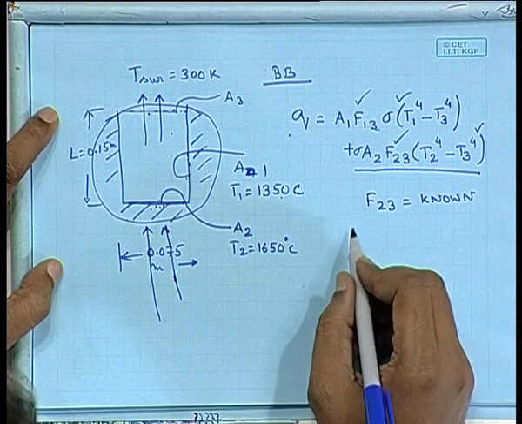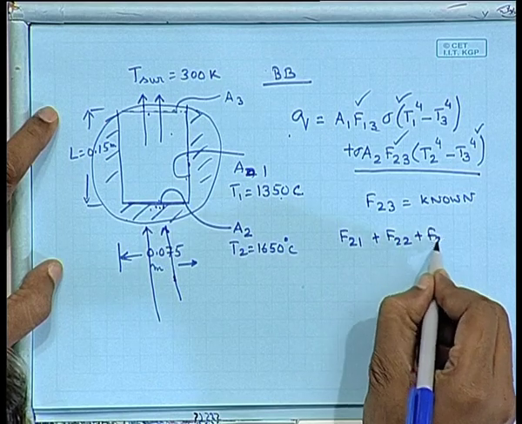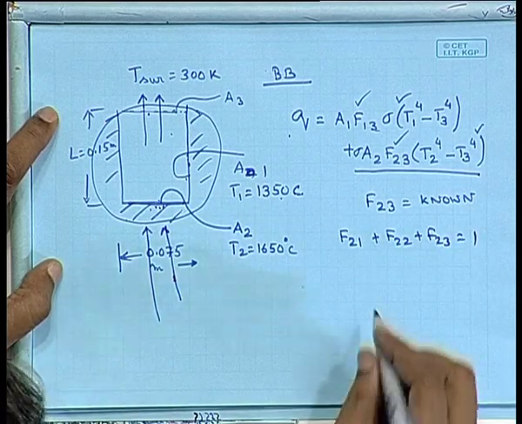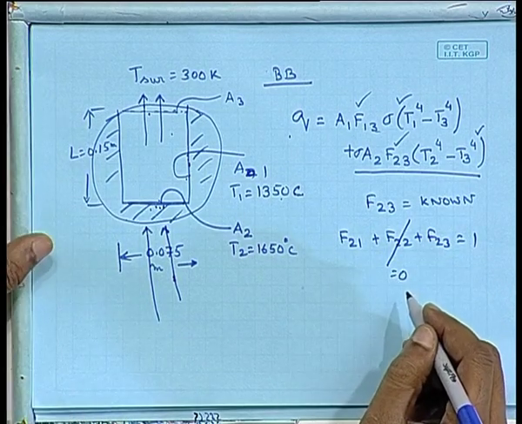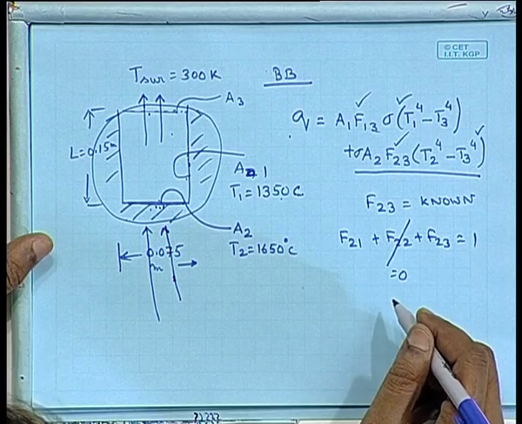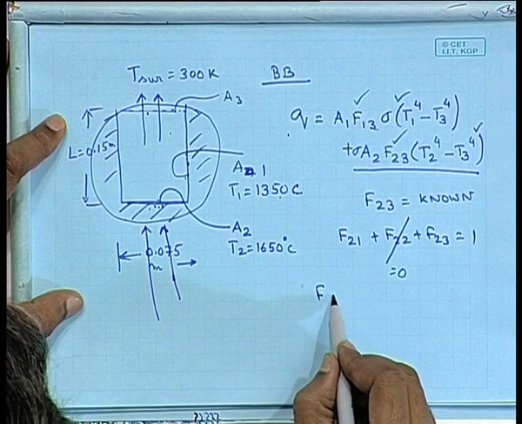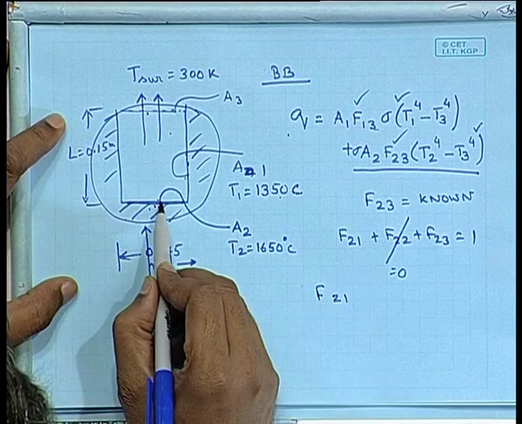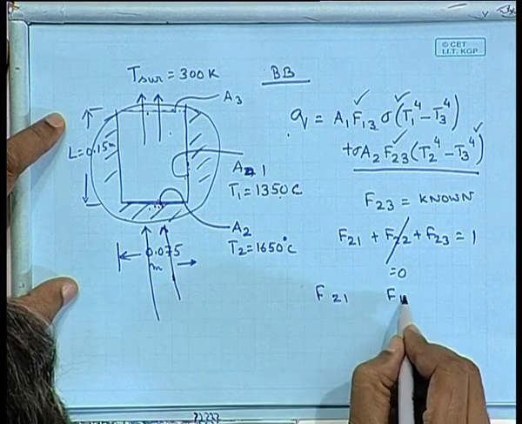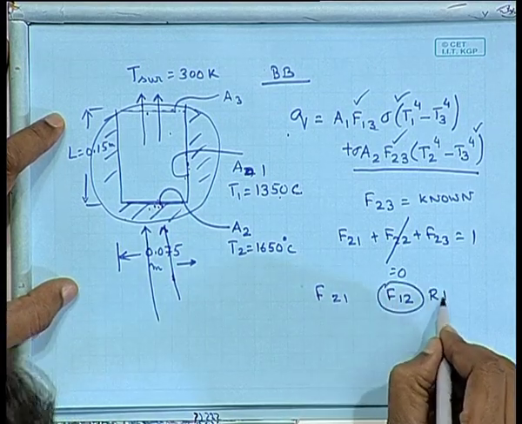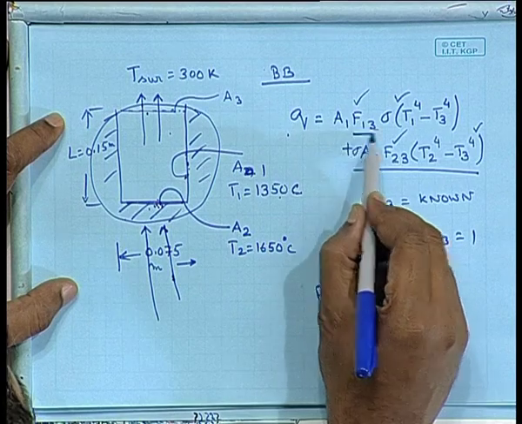Once the value of F23 is known to you, then F21 plus F22 plus F23 would be equal to 1, right. In this case, F22 would be equal to 0 or not? F22 is a plane surface, so it would be equal to 0. So, you would be able to calculate F21, that is F2 to F1, and since you know F21, F12 can be calculated using the reciprocity relation, all right.